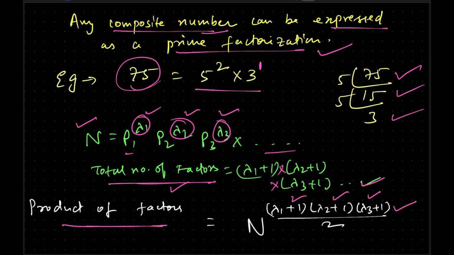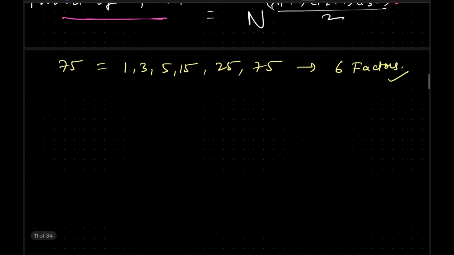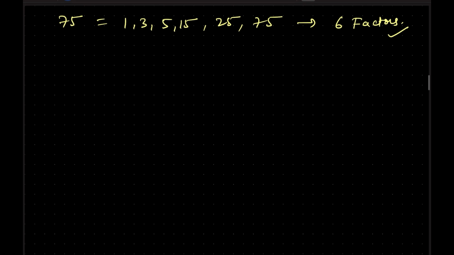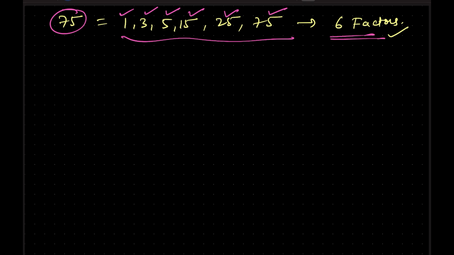So let's see, and we will understand this in a better way. Suppose the number 75. These are the factors of 75: 1, 3, 5, 15, 25, 75. So a total of 6 factors are there. How do we make a formula from this? We can find the prime factorization first.